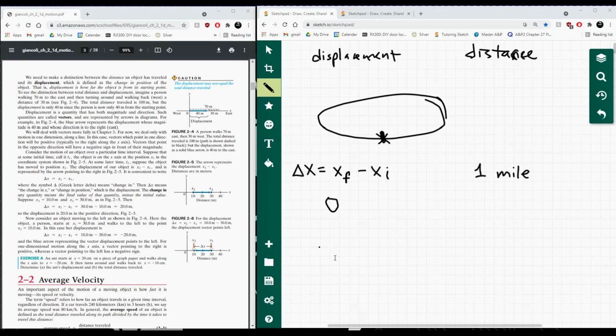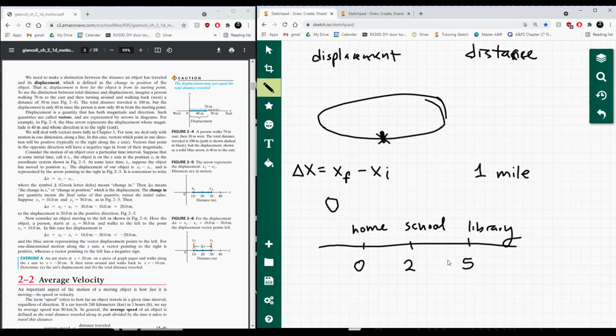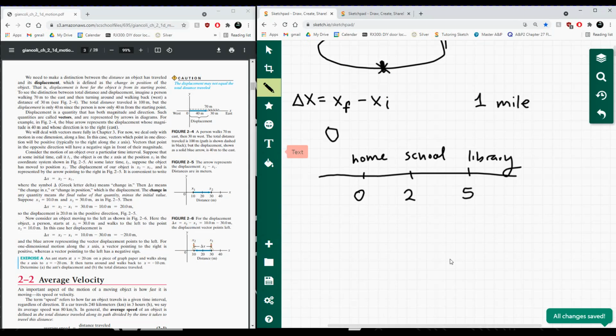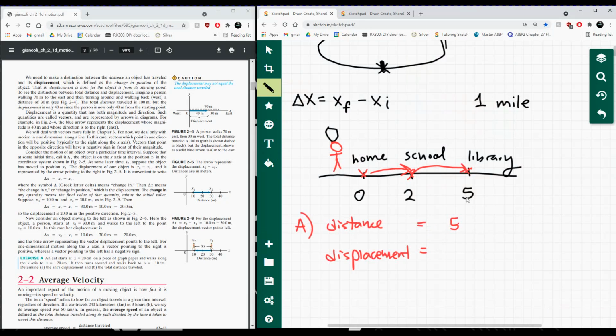This is also true if we find that along a straight line, we have 3 locations. We have a home, we have a school, and we have a library, with the coordinates of each location given in miles as 0, 2, and 5. And let's suppose in this example we have person A starting from home, goes to school, then goes to the library. And in this scenario, we ask what is the distance traveled and what is the displacement? And in this case, both the answers will be 5 miles.